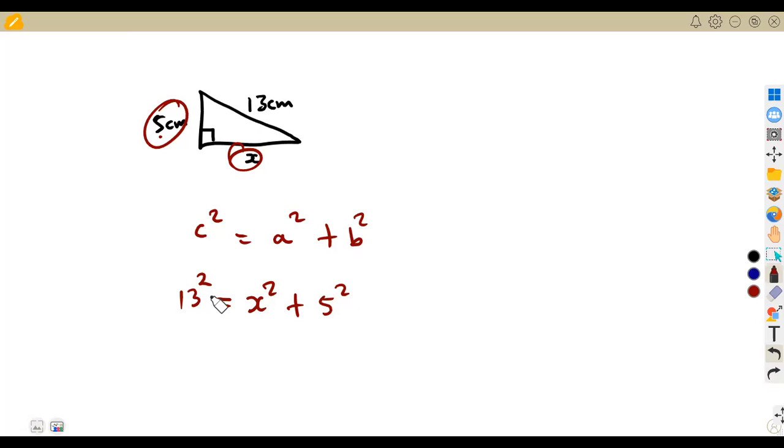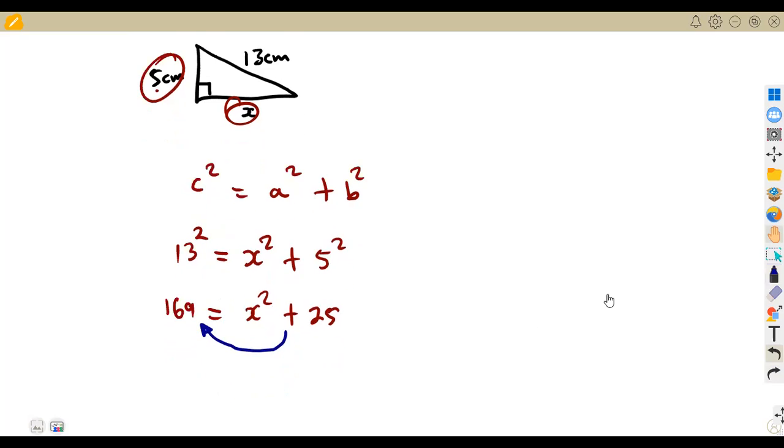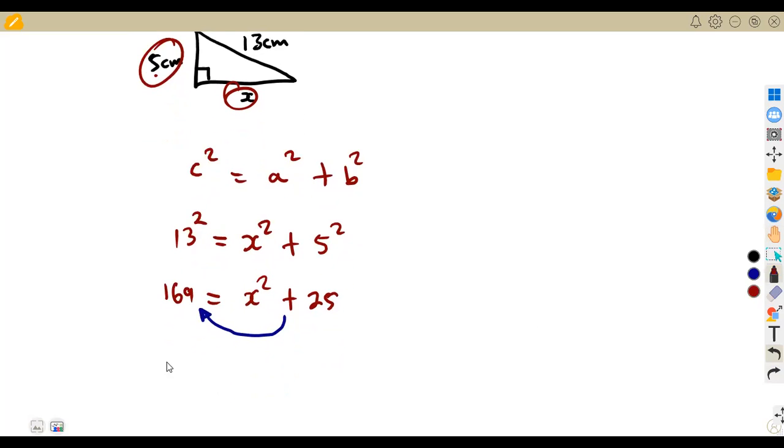So you can find 13 squared. That means 13 times 13. So you can use your calculator, but that is going to be 169, which is equal to x squared plus 5 squared, that is 5 times 5, which is going to give us 25 in this case, or you can just use a calculator to simplify. Then we can transpose this to the other side so that we can subtract to obtain the value of x squared. So that is going to be 169 minus 25 is equal to x squared, which is, if we subtract, that will be 144 is equal to x squared.